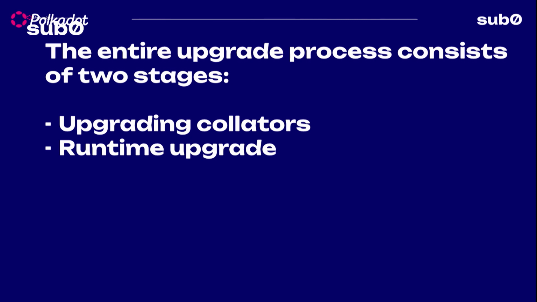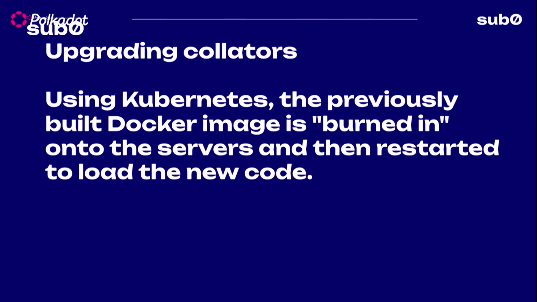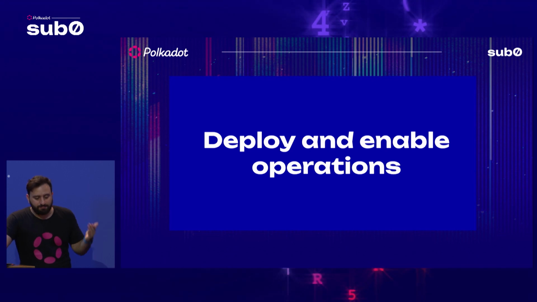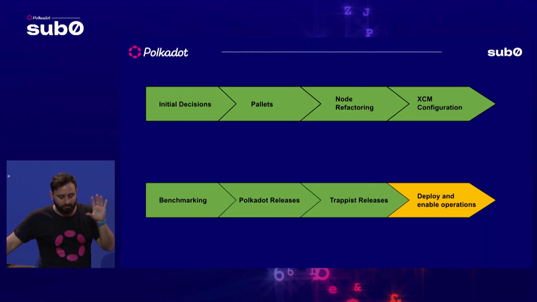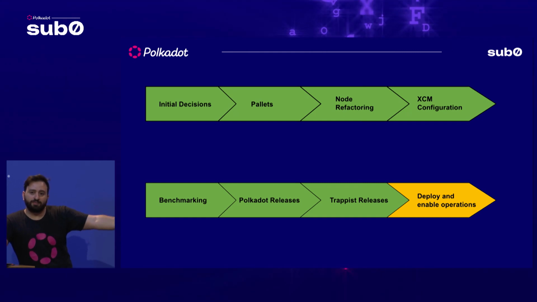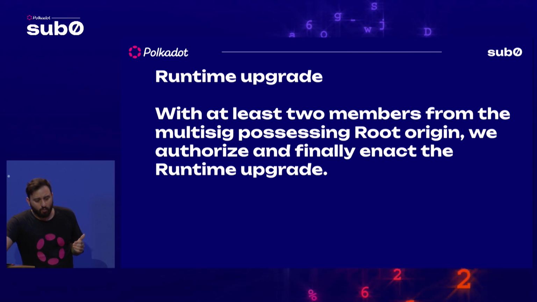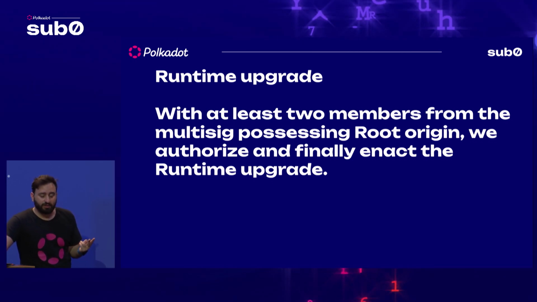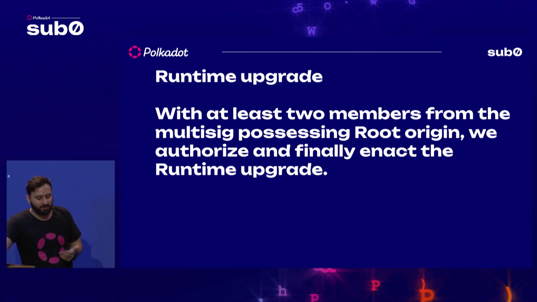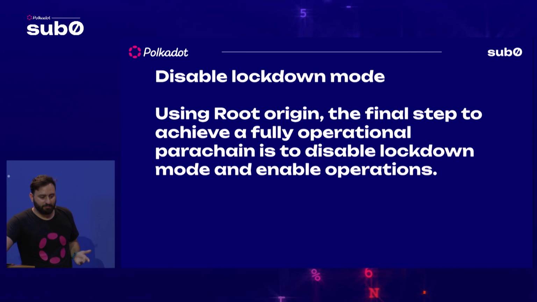Then the upgrade process consists of two stages: upgrading the collectors and doing the runtime upgrade. This is like magic Kubernetes is doing for burning the collectors' images. And then we just do the runtime upgrade. The last step, once we have the collectors with the new version, is that we need at least two members from the multisig that has the sudo, the root origin, to authorize and enact the runtime upgrade.